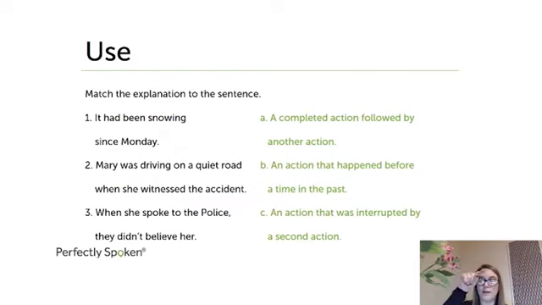What do you think? Number 1, is it A, B, or C? Number 2, A, B, or C? Number 3, A, B, or C? Pause the video and then we'll check together. Okay, let's have a look.